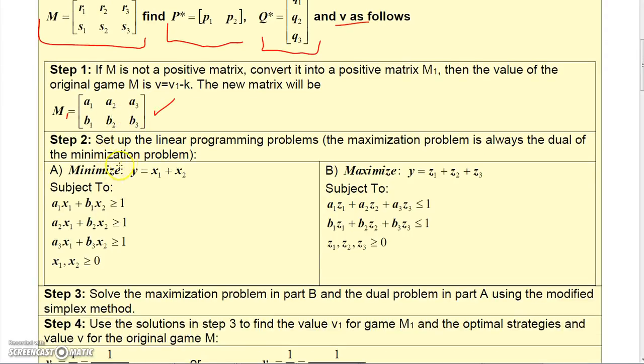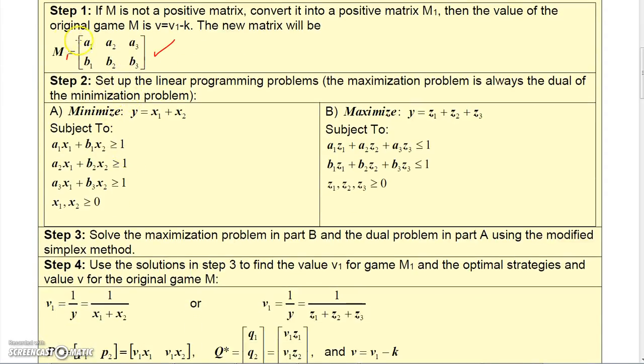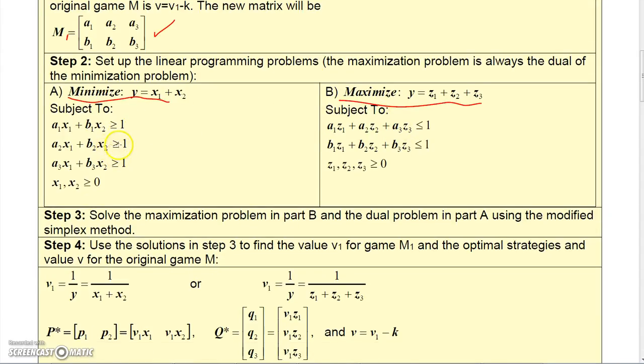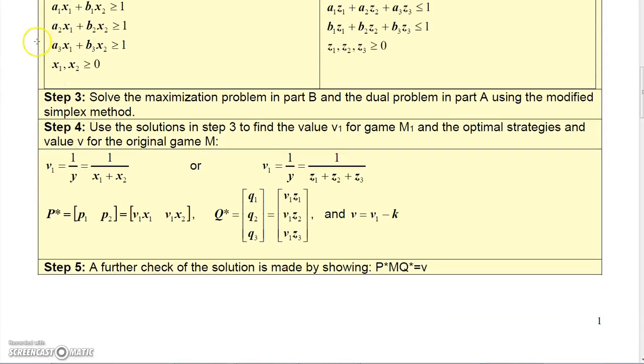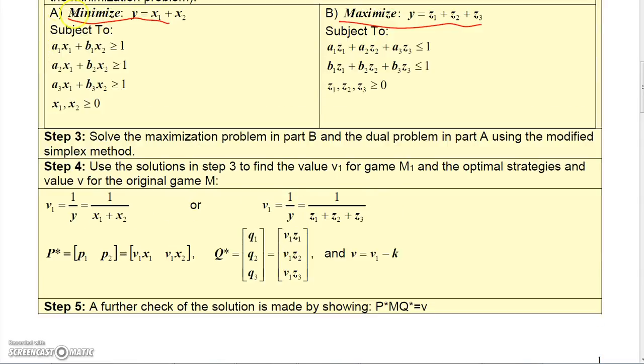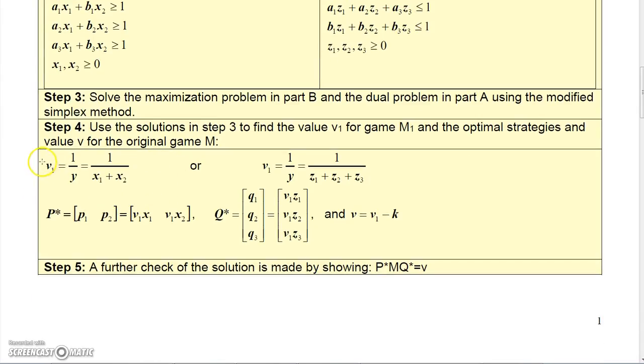We'll add K to it, and we'll get this matrix. Now then, after we set that matrix, we're going to use the coefficients from M1 to set up a minimization problem and its dual maximization problem. And I'll talk about that when we get there. And then we'll solve these two problems. Once we solve the two problems, we'll know x1, x2, and y, as well as z1, z2, and z3. And then we can get the value for v1.